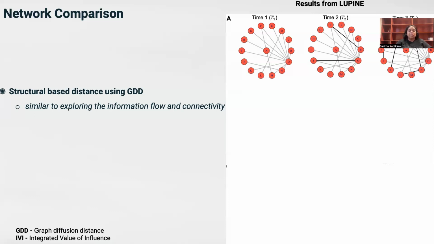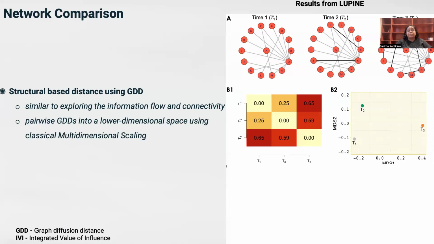So are they very similar in the connections, based on how information would flow across these networks, and how to compare them? If you have a GDD distance that is very small, that means they're very similar. In this B1 figure, I give you the GDD values, or pairwise distances, between these networks. You can see in the diagonal you have 0, because when you compare the same network with itself, the distance is 0. And if they're very similar, you see a smaller value.